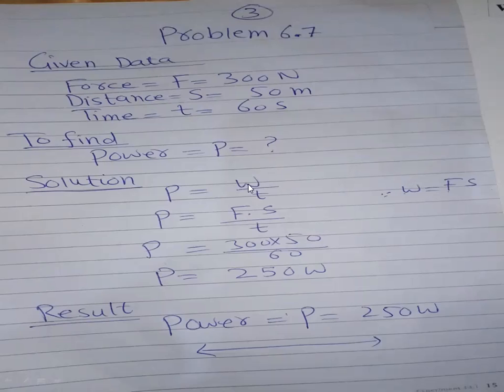Force is 300, distance is 50, and time is 60 seconds. If you multiply 300 with 50 divided by 60, you are going to get 250 watts. And the result will be power P, which is 250 watt, the required answer of problem number 6.7.